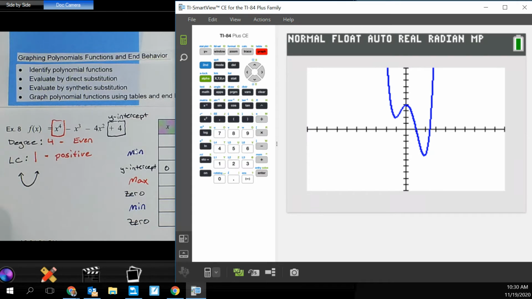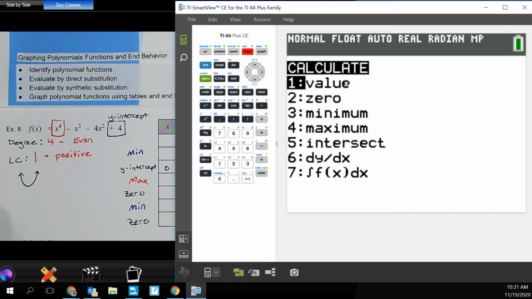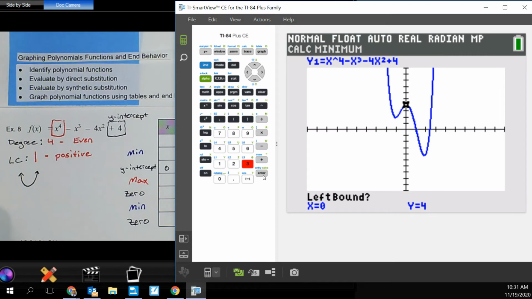So the first thing that we came to, we said, was a minimum, and this is the minimum right here that I want to find. So I'm going to go second calc, and there's going to be options for me to pick from, and I want to pick minimum right now. So I'm going to hit 3 on my calculator. Now the directions are right here. They say find the left bound. So I'm going to scroll to the left of the minimum. I just need to be somewhere to the left of it. Doesn't matter where. And then I'm going to hit enter.